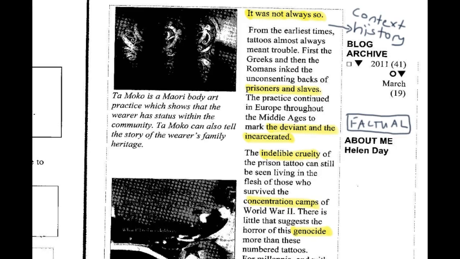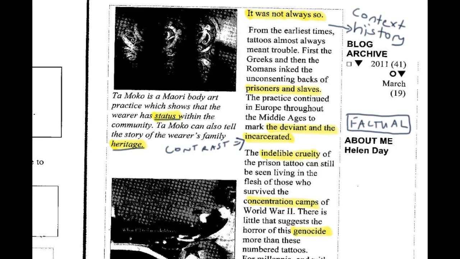Okay, if we look at the visual here, there's a reason why it's been placed here. Tamoko is a Maori body art practice which shows that the wearer has status within the community. Tamoko can also tell the story of the wearer's family heritage. So this visual here has been placed intentionally to show some contrast with what's been said over here.